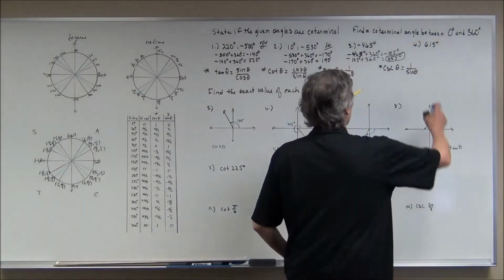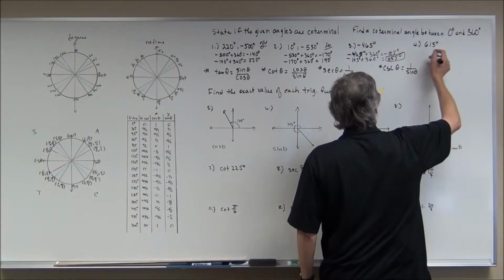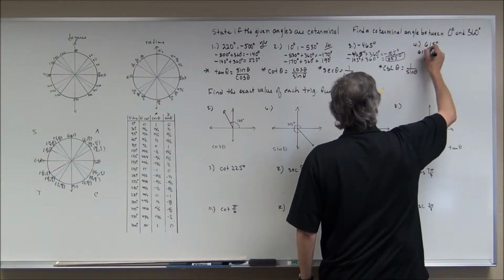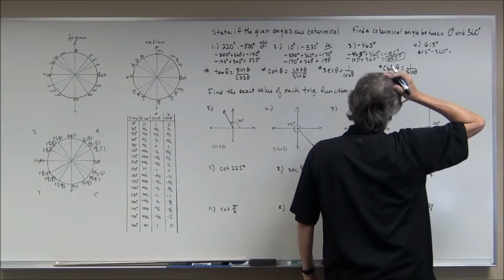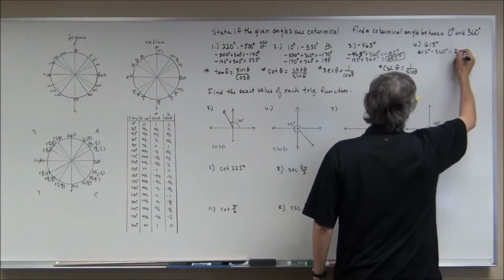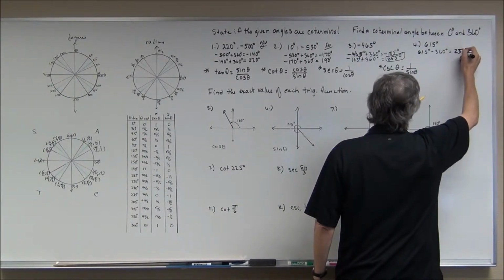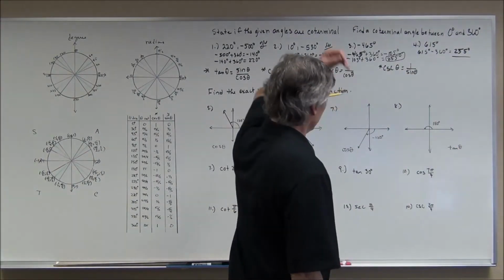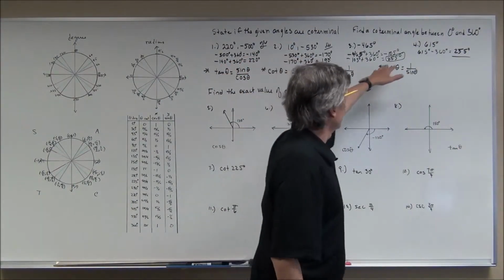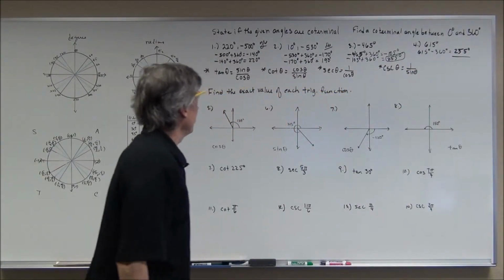This guy here is too big. I need it between 0 and 360, so this time I'm going to subtract 360 from it. And again, it would be nice to have the calculator. It looks like 255. And that's between 0 and 360. I got the same answer. That's a coincidence. Alright, so anyway, 255 would be the angle.